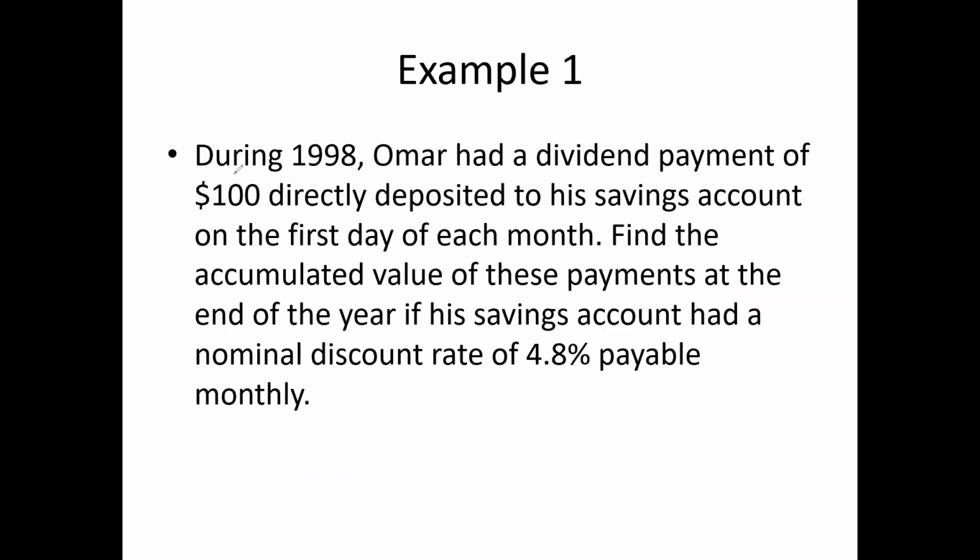During 1998, Omar had a dividend payment of $100 directly deposited to his savings account on the first day of each month. That's annuity due. Find the cumulative value, so the future value, of these payments at the end of the year if his savings account had a nominal discount rate of 4.8% payable monthly. So this quantity is this actually.